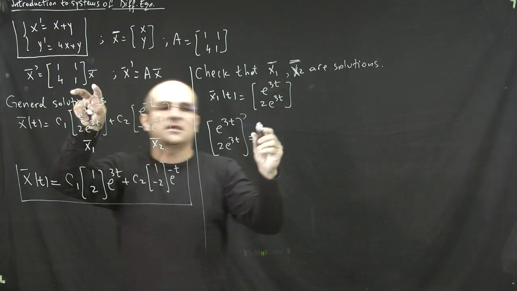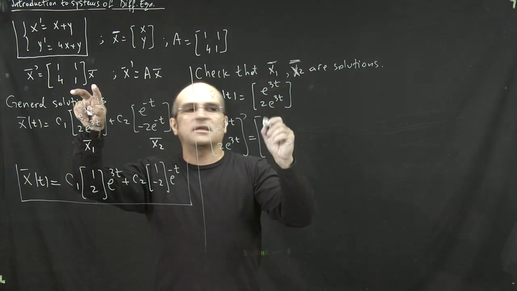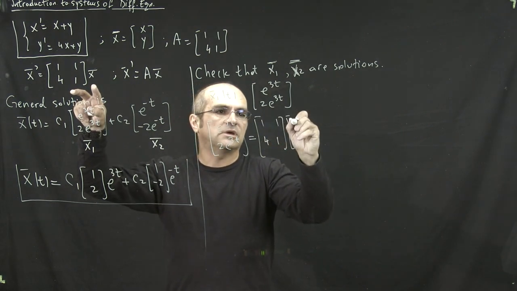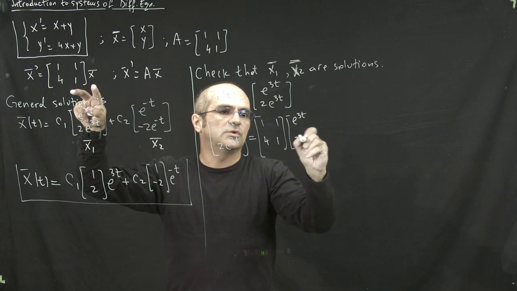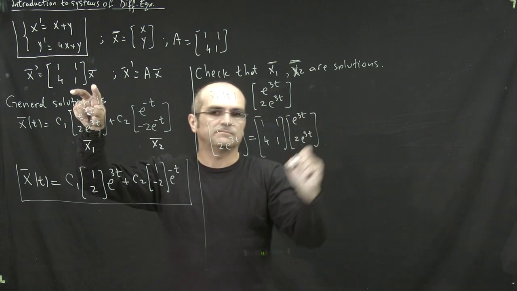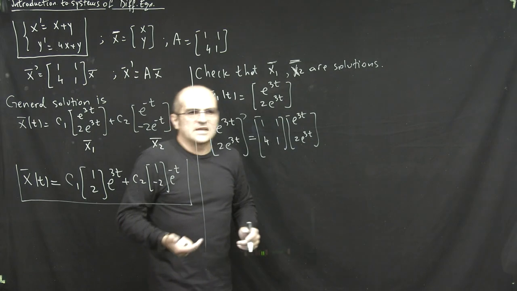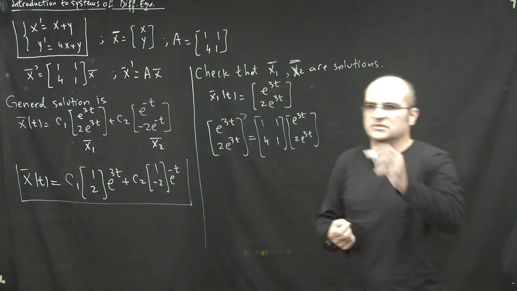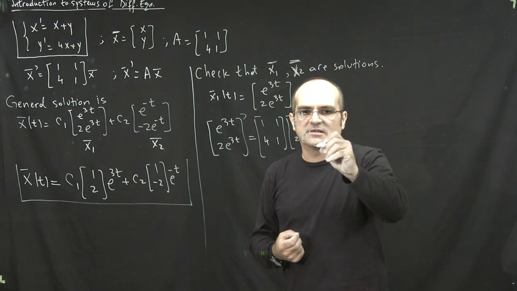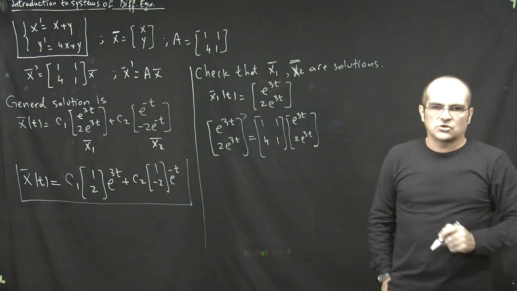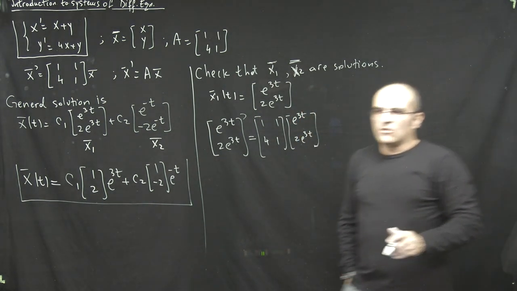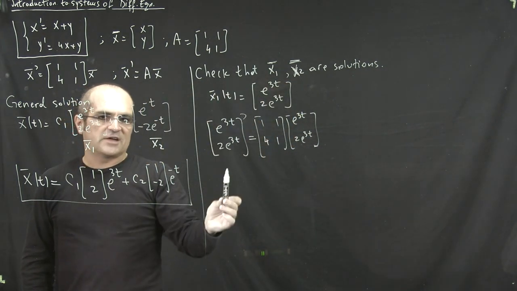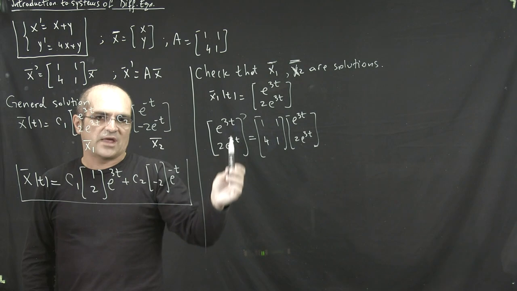And on the right hand side, we're going to have to multiply by the matrix: 1, 1, 4, 1, times e to the 3t, 2e to the 3t. So it's just like in the single ODE, except that you have to do the work now involving matrix operations to verify that this is indeed a solution. So on the left, remember when you have a derivative on top of a vector, it means you take the derivative of both entries, right?